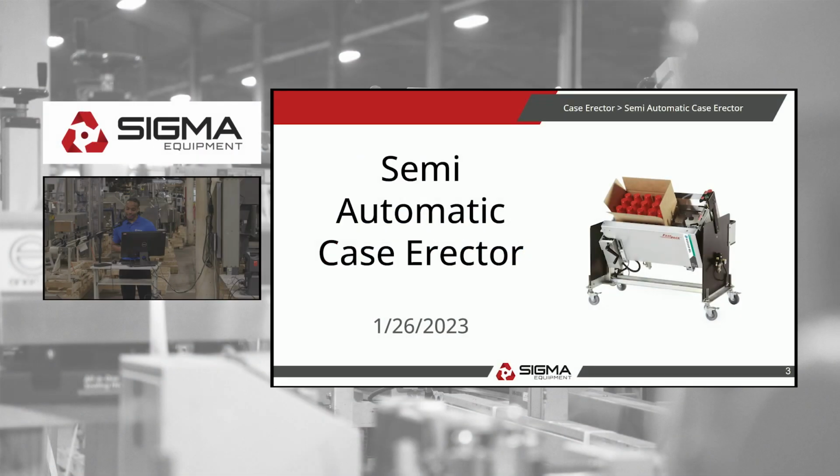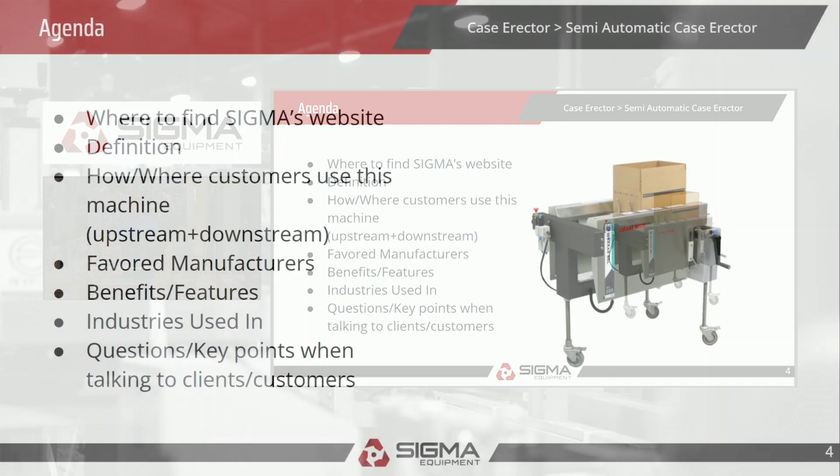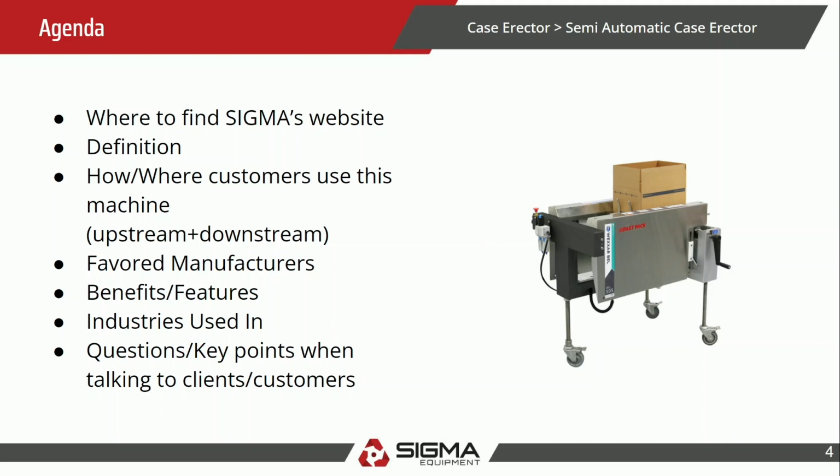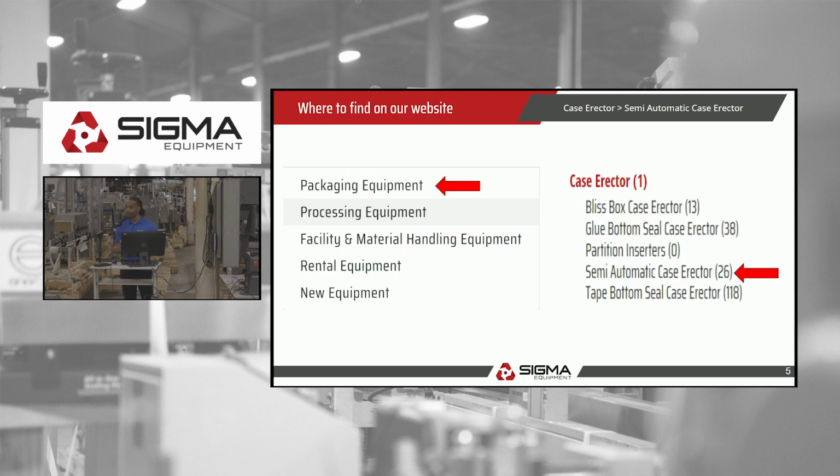And we will be talking about semi-automatic case erectors. So on the agenda today, we will talk about where to find this on Sigma's website, the definition of this, how and where customers use this in their production line, things you see upstream and downstream, favorite manufacturers that we typically see, industries that this is used in, different benefits and features, and key points when talking to customers and clients.